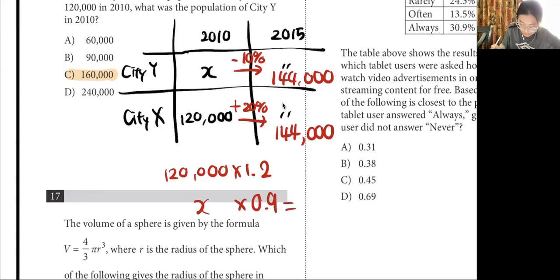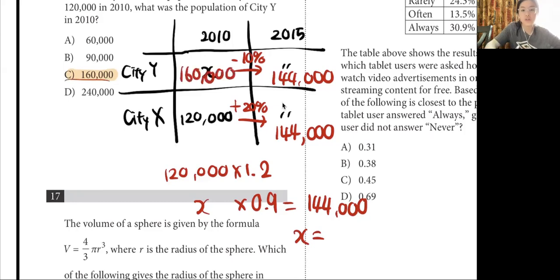So that's going to be 144,000. So Y is going to be 144,000 divided by 0.9. And that is going to be 160,000. And C is going to be your answer.